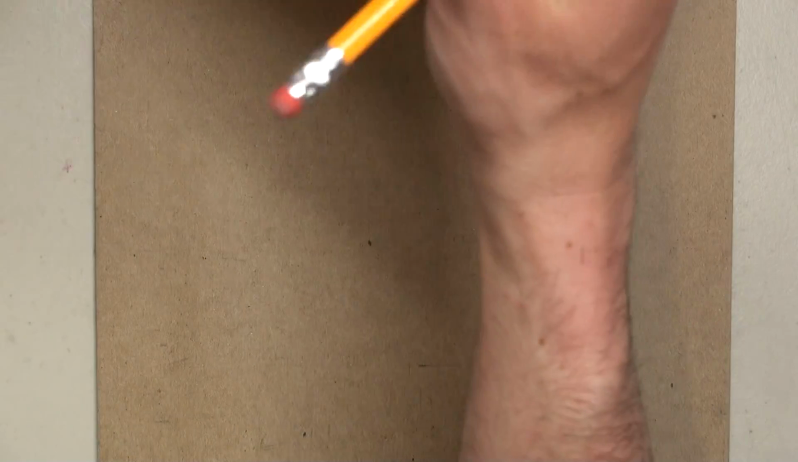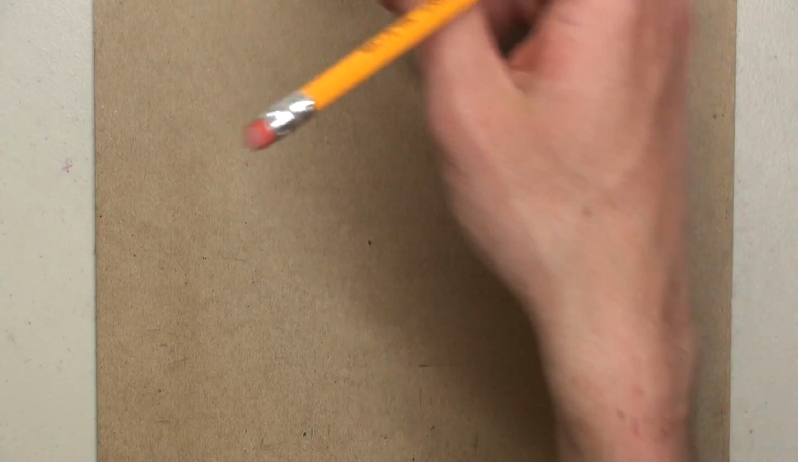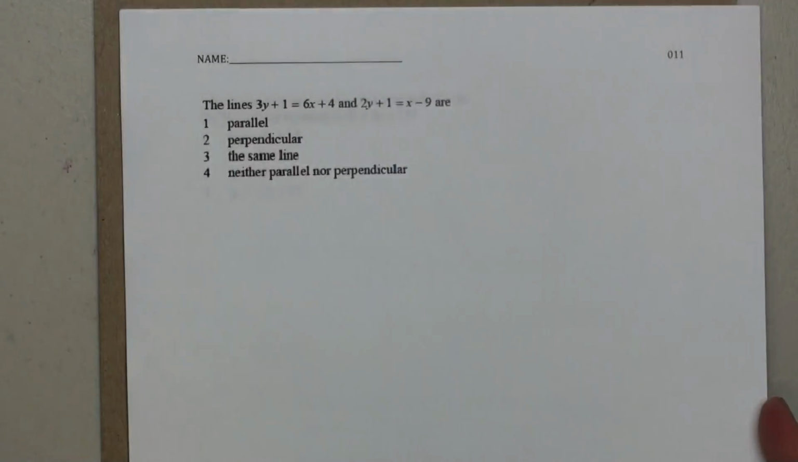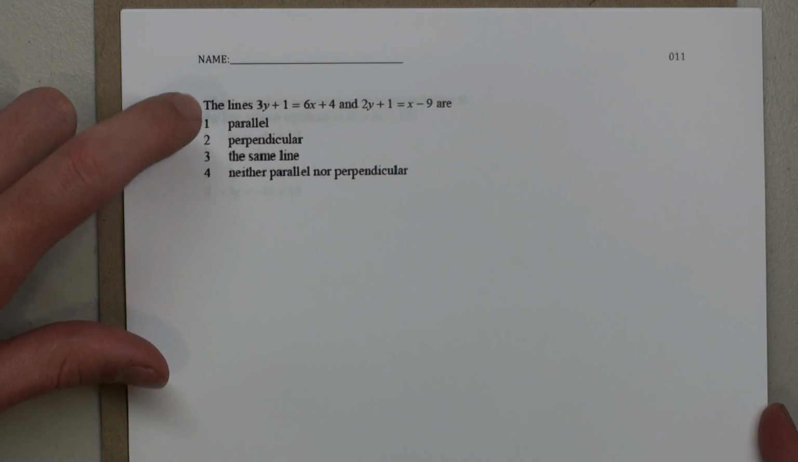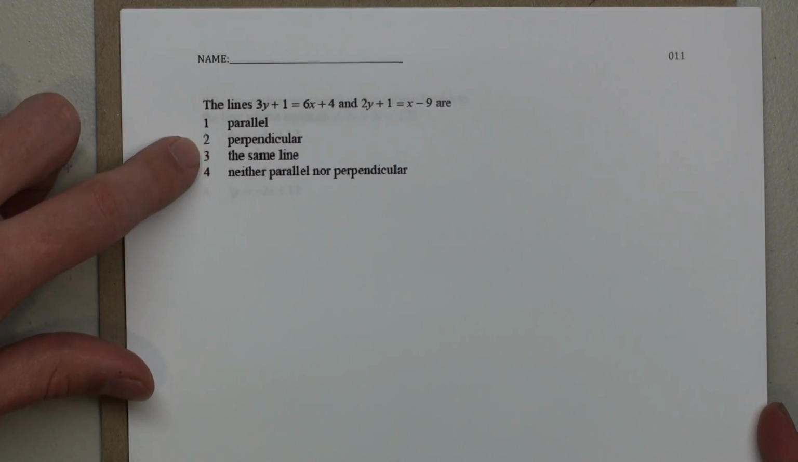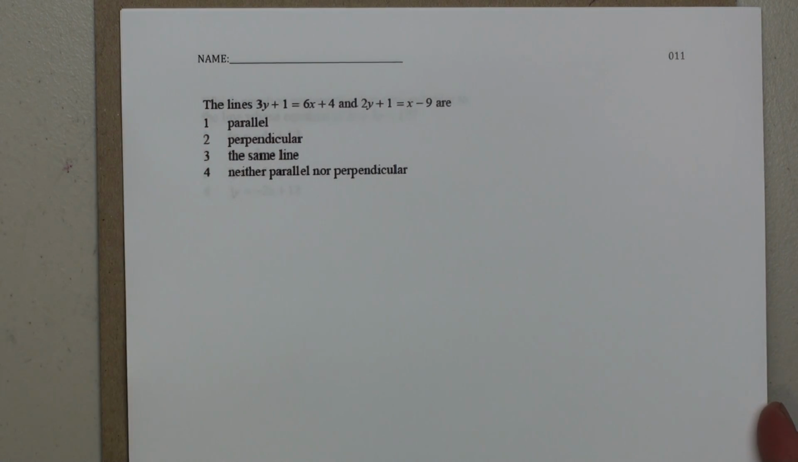Alright, so that's it for that type of problem. Okay, now the next type of problem, there's 10 questions on this too. It's number 11 through 20. And these are all the same. It wants to know if the two lines are parallel, perpendicular, the same line, or neither. So we have to look at their slopes.